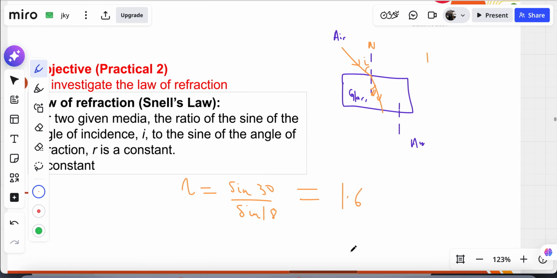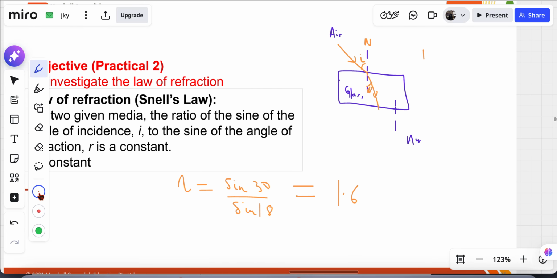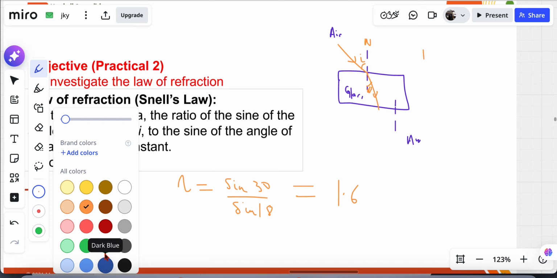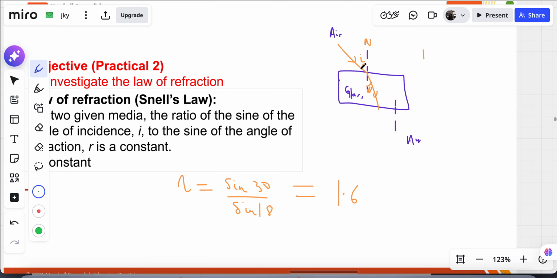In scenario 2, let me show you where it will bend away from the normal, because the one I just showed was where it bends towards the normal. Air is less dense than glass. In light, we use the word optical. Air is an optically less dense medium compared to glass. So when light comes from an optically less dense medium to an optically denser medium, it will bend towards the normal.